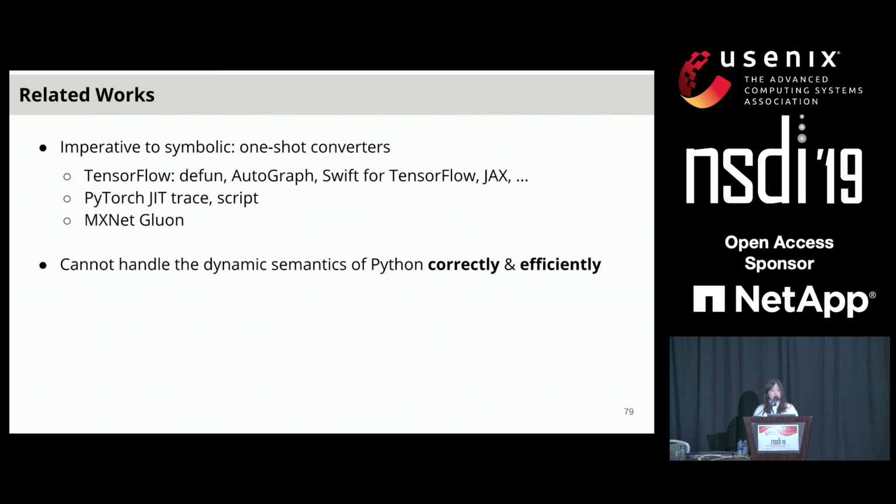Before concluding this talk, I'd like to compare JANUS to other systems and concurrent works. Recently, there have been approaches that try to convert imperative programs to symbolic graphs. In fact, combining the advantages of imperative and symbolic deep learning frameworks is one of the key features that the state-of-the-art deep learning frameworks, such as Google's TensorFlow or Facebook's PyTorch, are trying to add in their latest or upcoming major releases. However, as all of them are just one-shot converters without speculative graph generation and execution, they cannot achieve correctness and performance at the same time.